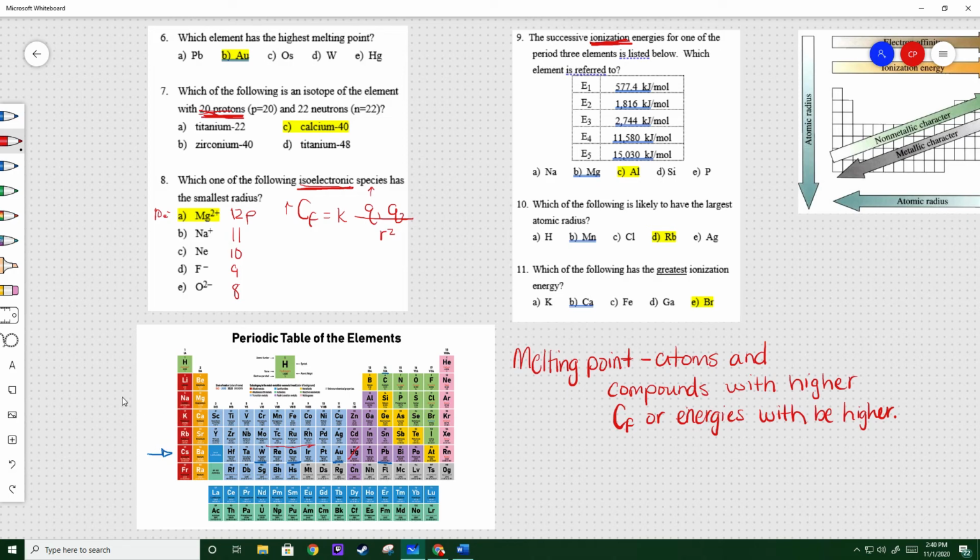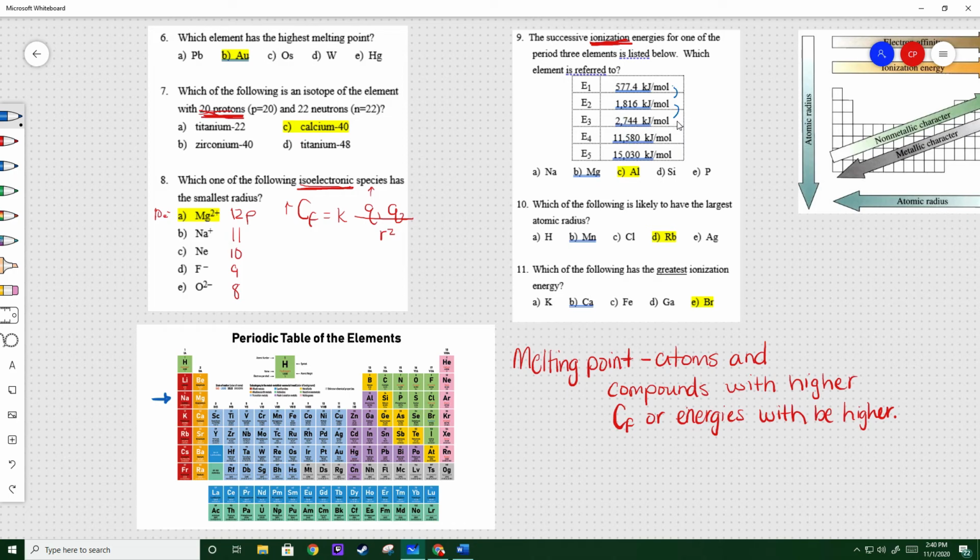So it's going to be in this row right here. It's one of these. Now, if you look at it, the first one is 577, and then it almost triples, right? And then it kind of doubles here, and then here we go from about 2,800 to 11,000.